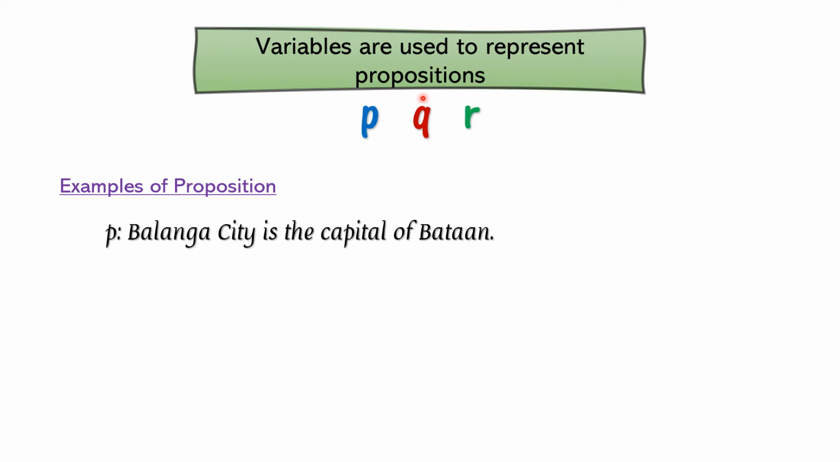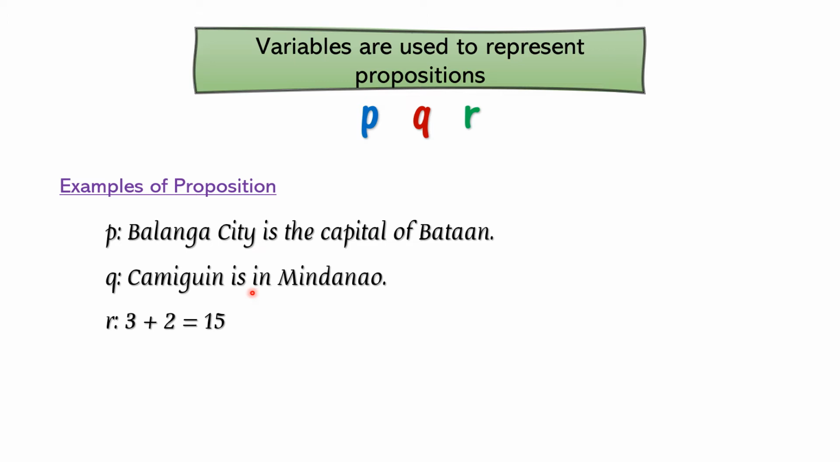We have here proposition P states that Balanga City is the capital of Bataan. Next, proposition Q states that Camiguin is in Mindanao. Lastly, proposition R states that 3 plus 2 equals 15. The following sentences are declarative sentences and therefore they represent propositions.